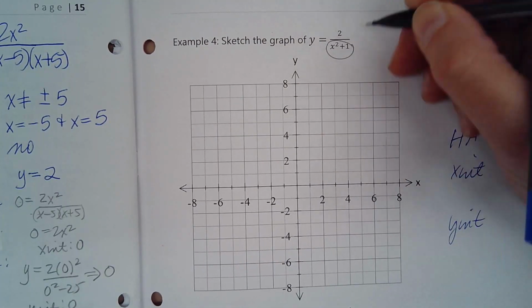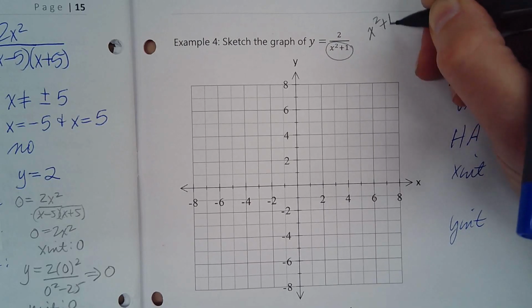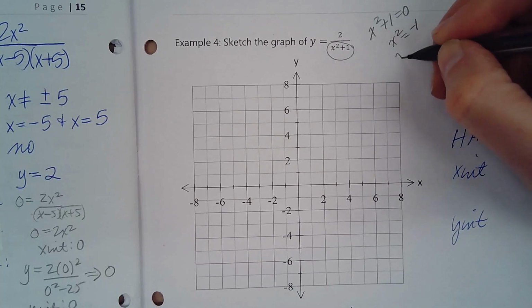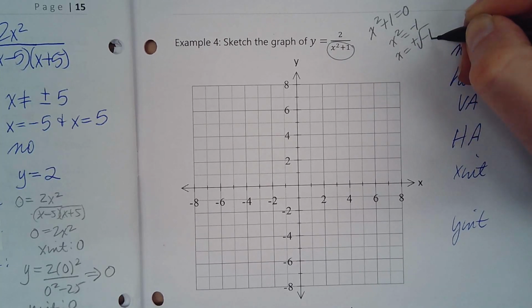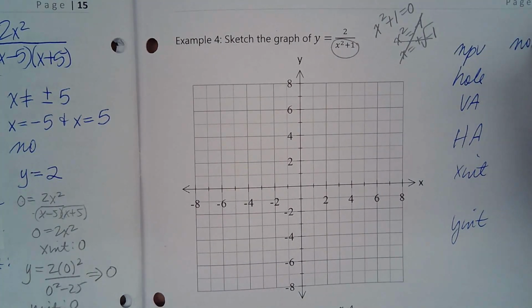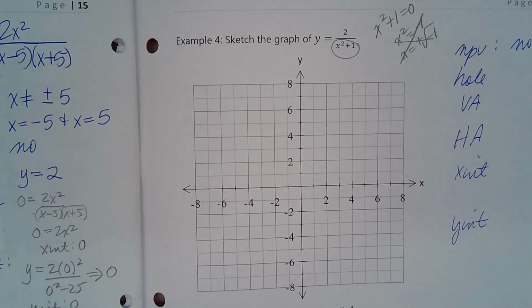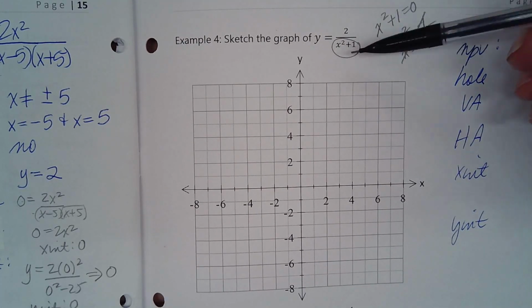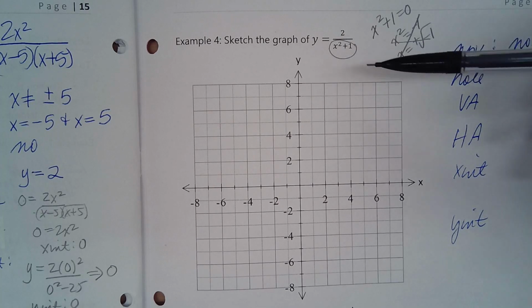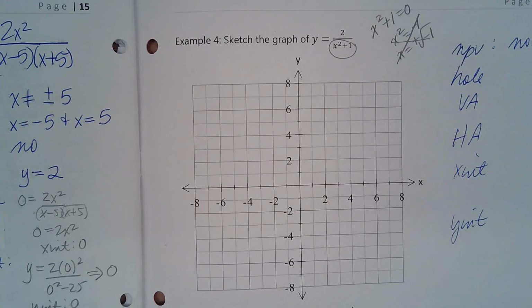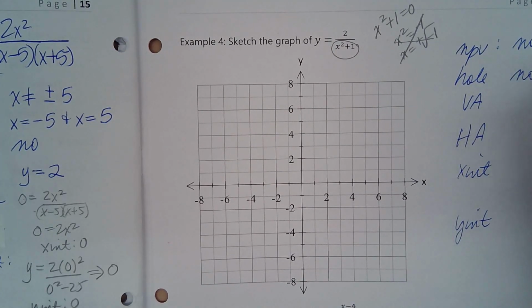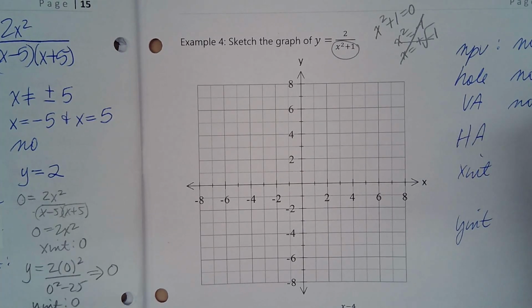If I set this equal to 0, right? X squared plus 1 equals 0. X squared equals -1, that can't happen, right? X equals plus or minus root of -1, can't happen. So that means no non-permissibles. And if you think about it, of course, any number I put in for x, even if it's a huge negative number, two negatives will become positive. I'll never end up with 0 on the bottom. So that's fine. If there's no non-permissibles, there's no hole, there's no vertical asymptote.